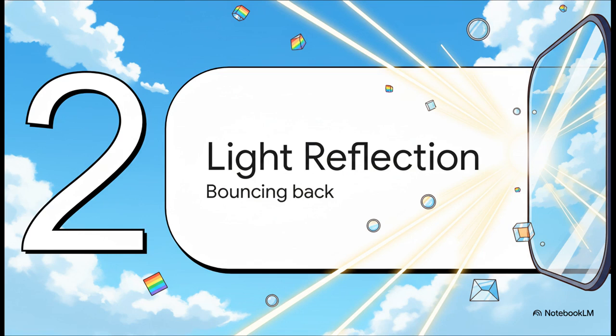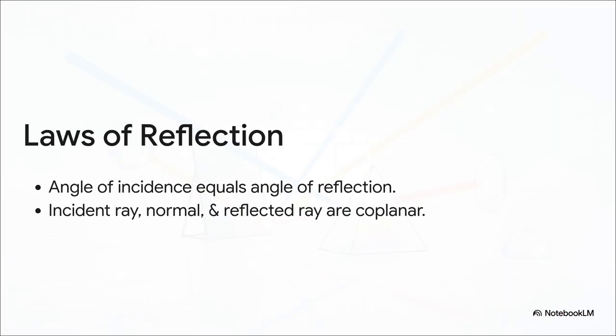Section 2. Bouncing back, light reflection. All right, so reflection is simply the bouncing back of light. Picture throwing a tennis ball really hard at a wall. It smacks the boundary and bounces right back out. Light does the exact same thing, and it follows 2 very strict rules when it does.